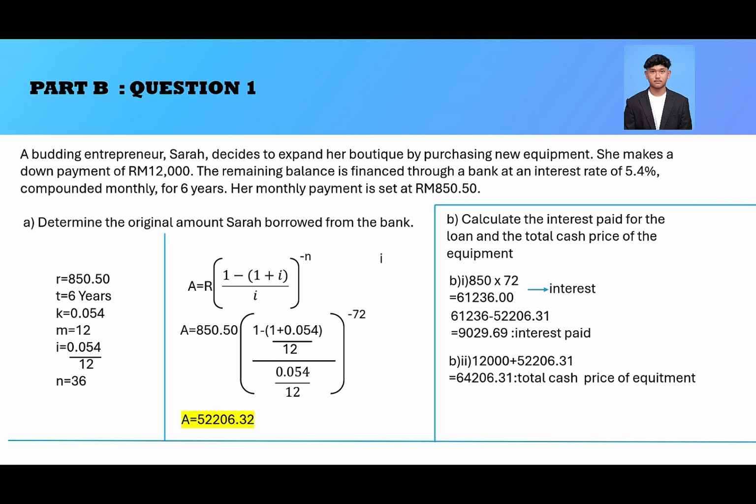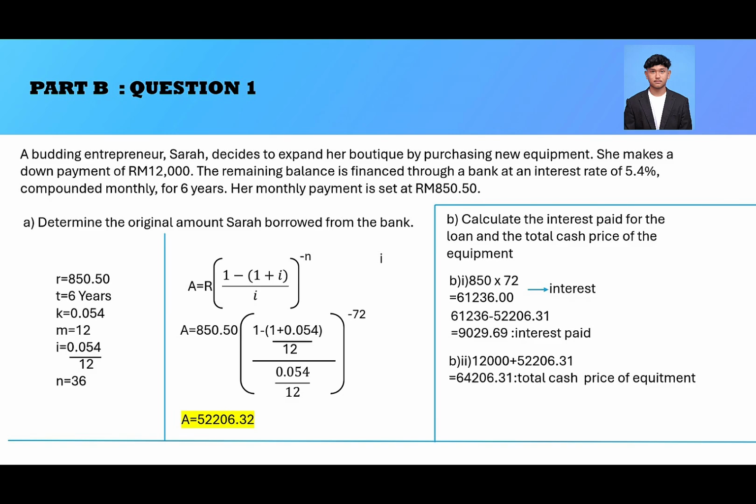First, I use the present value annuity formula, where A represents the original loan amount, R is the monthly payment, i is the monthly interest rate, and n is the total number of payments. Next, I identify all the values given in the question. The monthly payment R is 815 ringgit 15 cents. The annual interest rate is 5.4% compounded monthly, so the monthly interest rate is 0.054 divided by 12. The loan period is 6 years, so the total number of payments is 12 multiplied by 6, which equals 72. Then, I substitute all the values into the formula. After calculating, the original amount borrowed from the bank is 52,206.32 ringgit.